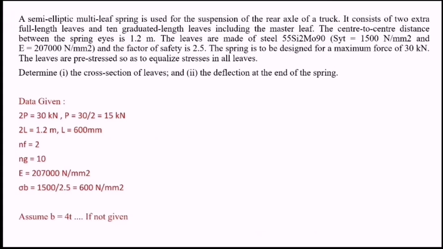We are given it consists of 2 extra full length leaves, so I will write NF is equal to 2 and 10 graduated length leaves, so I will write NG is equal to 10. E is given to us as 207000 Newton per mm square and sigma B is given to us as 1500. So applying factor of safety, I will get sigma B allowable as 600 Newton per mm square. Now as the relation between B and T, that is width and the thickness of the spring, is not given, I will assume the relation B is equal to 4T. You can also assume 5T, 6T, 7T, etc.